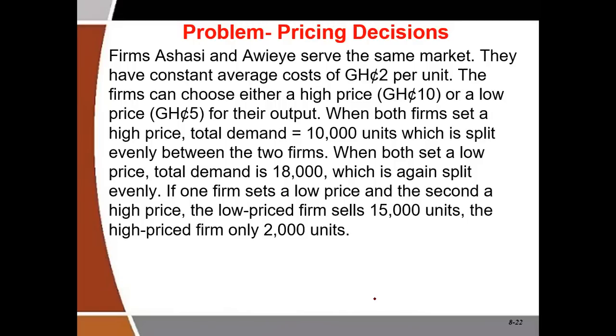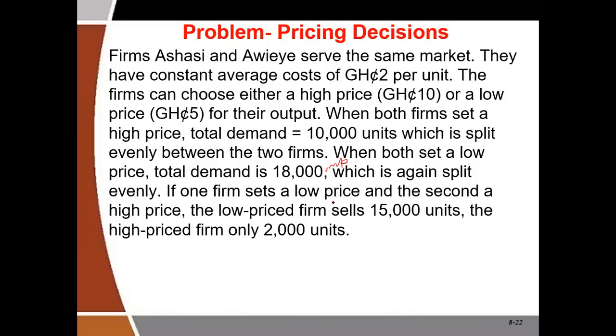total demand is 10,000 units, which is split evenly between the two firms. So when both set a high price, listen carefully, the total demand will be 10,000 units, which is split evenly between the two firms. That means that each firm will get 5,000 units. When both set a low price, the total demand is 18,000 units, which is again split between the two of them. So it means that when they both set a low price, they will each get 9,000 units.